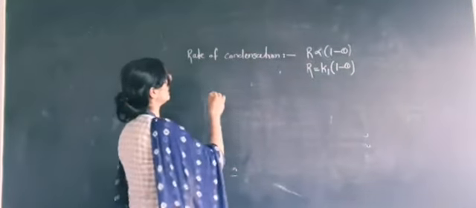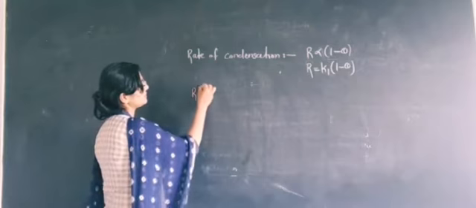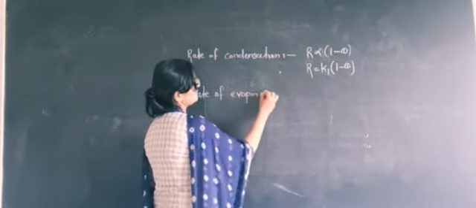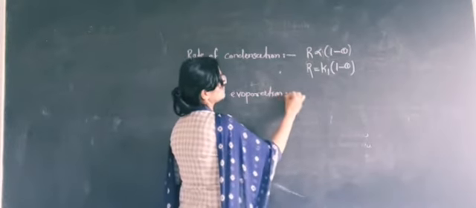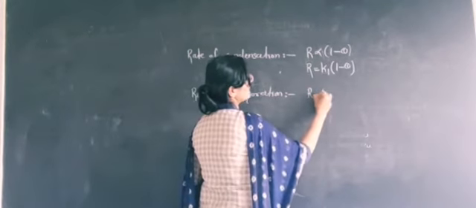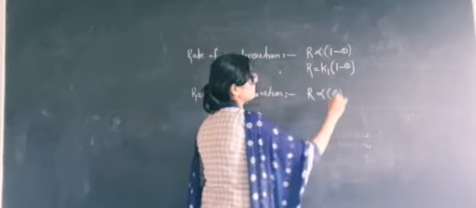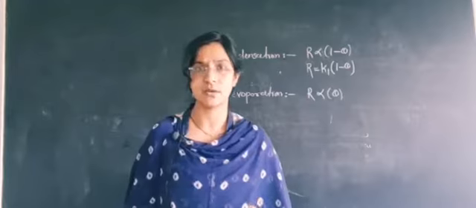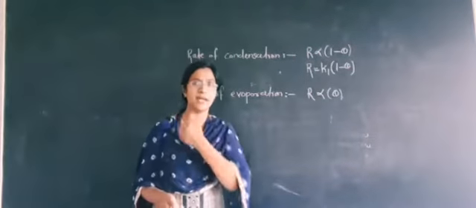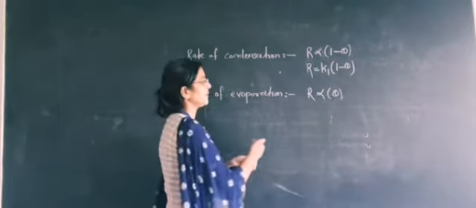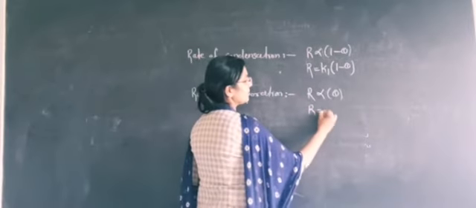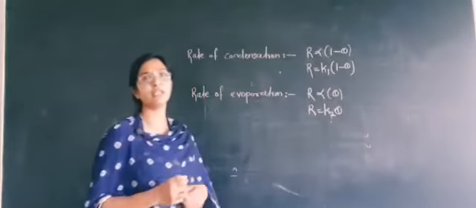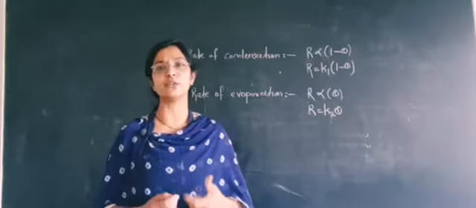When we proceed toward the rate of evaporation, it is directly proportional to theta. Theta is the area covered by the adsorbed molecules on the surface of the adsorbent. Here too we consider a proportionality constant K2, and we get the next equation, that is K2 theta.